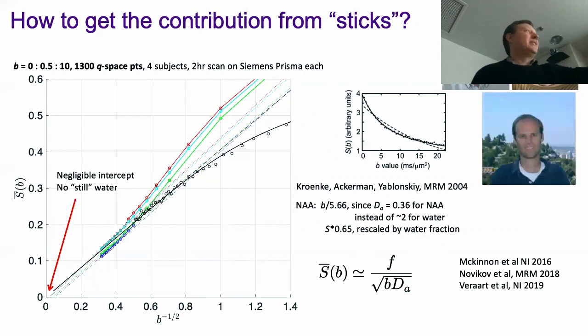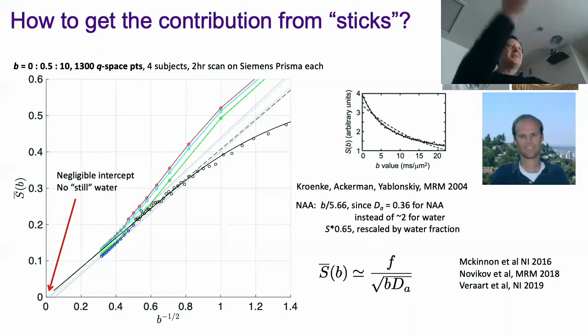And then, just for fun, I asked for Chris Kroenke's data of NAA, the intra-axonal compartment metabolite, and I just rescaled the b-value. I took this data and replotted it with the b-value rescaled, because the diffusivity of NAA is about a factor of 5 slower than in water. Therefore, the effective b-value has to be rescaled from like 30 to like 5 or something. And that's the intra-axonal contribution only, right? It also wants to go to 0 as 1 over square root of b.